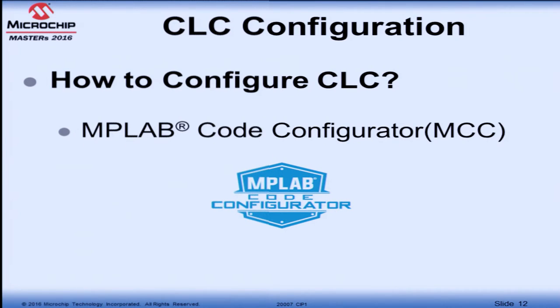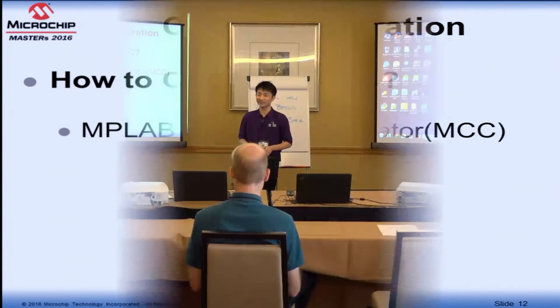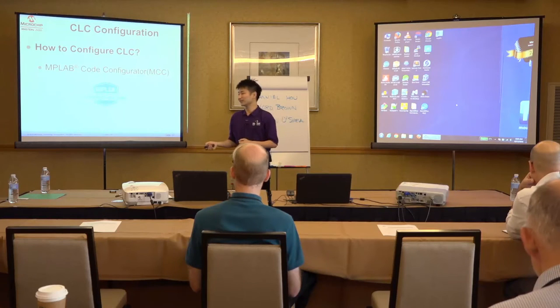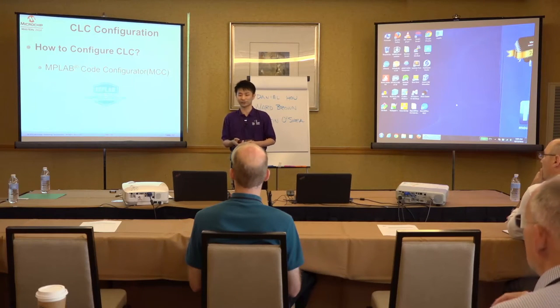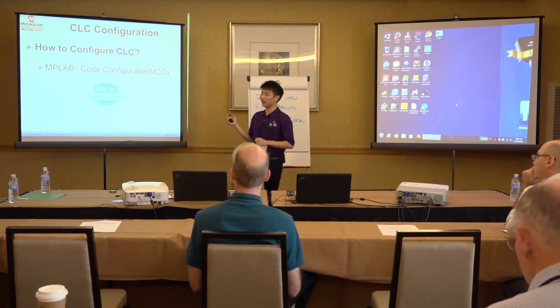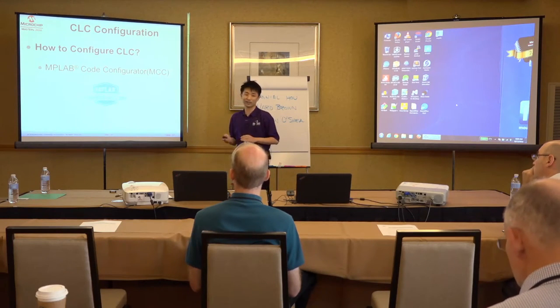All right. After talking about all of the benefits and how the CLC works, how do we really use it? After all, it's a peripheral, so we need to configure all those registers in order to use it. Now, I know in the old days when Ward and the guys designed this peripheral, they actually had to configure each register to make the peripheral work. Remember how many inputs and outputs I've been talking about? You have to configure each register for that. And that's such a pain.